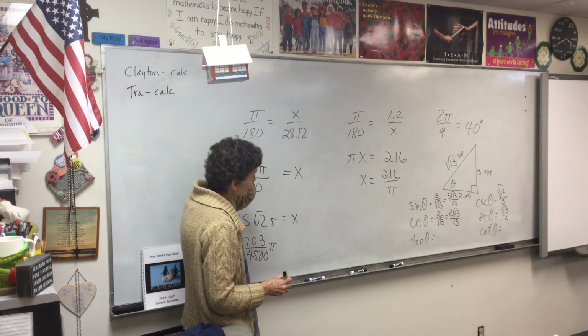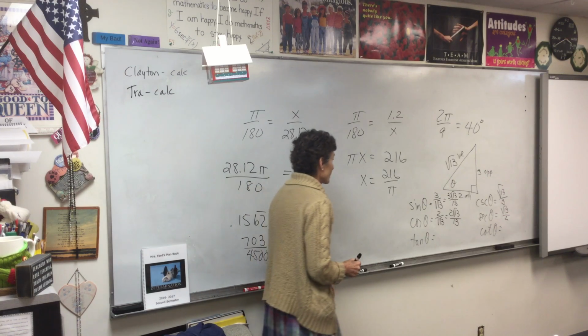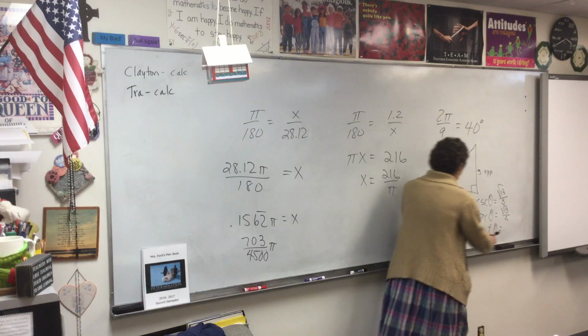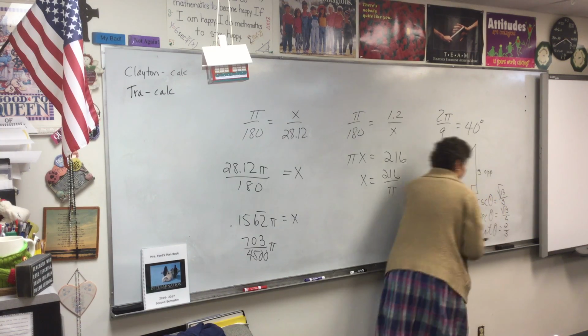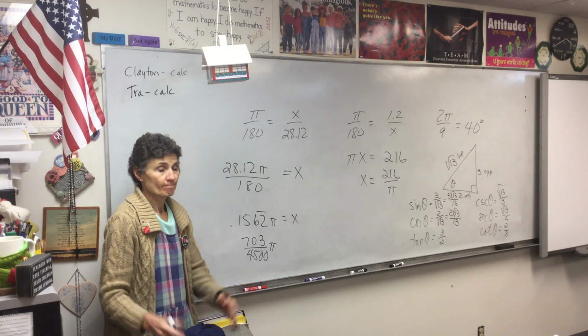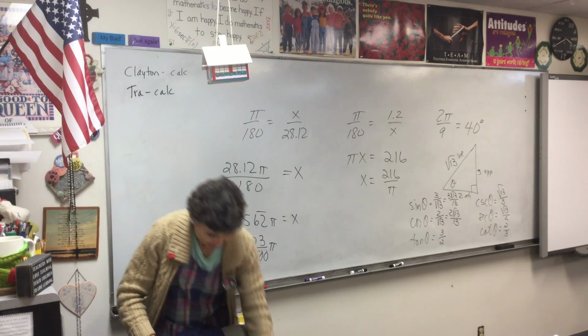Tangent, 3 over 2, opposite over adjacent. So cotangent is 2 over 3. Easy.